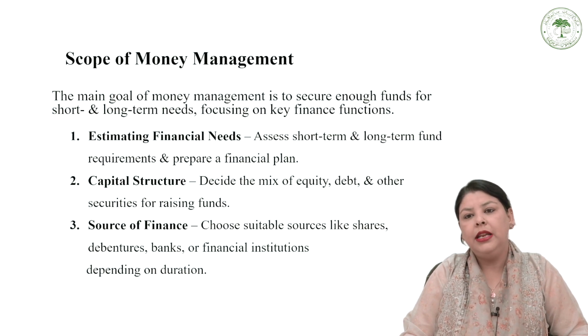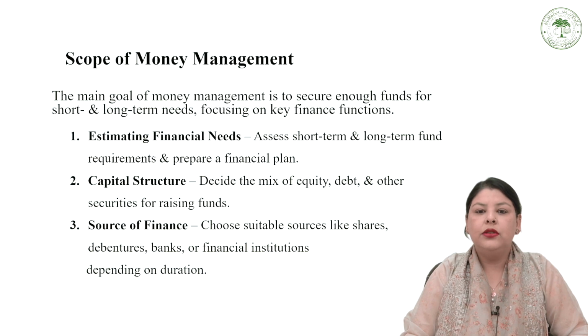Since the main goal of money management is to secure funds for both short and long term needs, let's now look at the key money functions that help a finance manager achieve this. First, the finance manager must estimate financial needs, both short term and long term, and prepare a proper plan. Second, they need to decide the capital structure, that is, the right mix of equity, debt, and other securities. And third, they should select the most suitable source of finance, whether it is shares, debentures, banks, or financial institutions depending on the need.